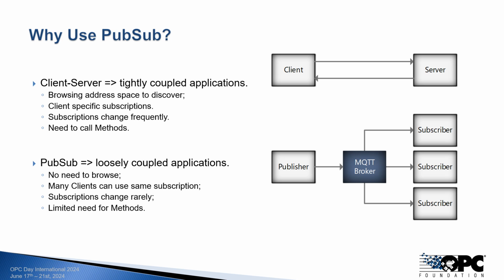PubSub is designed primarily for loosely coupled applications where there's no real need to browse the address space. Clients can share the same subscription. The same data can be published and many clients can use it, and there's no real reason to change these subscriptions once they're set up. There's a limited need for methods in terms of communicating back from the subscriber to the publisher, although there could be some actions. You're not going to get complicated orchestration steps.